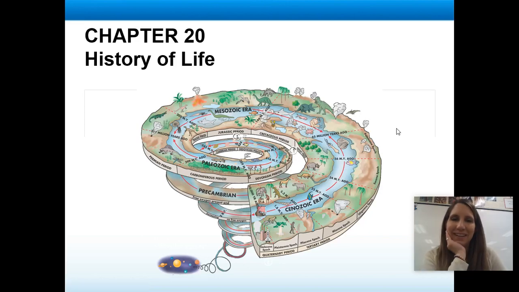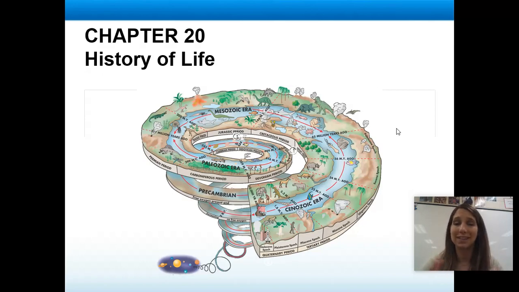Hey everyone. So we are starting today chapter 20. You can see the title here is The History of Life. So if you see in the image, we're going to look at a little bit similar to what you did in 8th grade and talk about some of the fossils that represent how we understand where different living things originated and what that tells us about changes that have occurred on the earth.